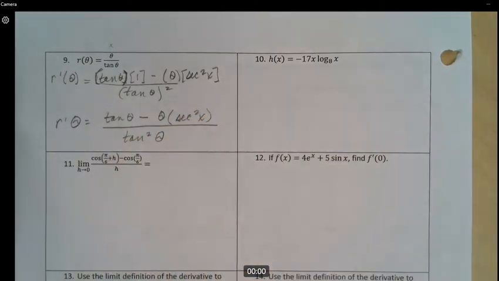Now, if somebody comes along and says, can you figure out the value of the derivative at any one of those points on the unit circle? The answer is yes. 0, pi, 2 pi, 3 pi over 4, 11 pi over 6, whatever you need, that's what I plug in for my theta.